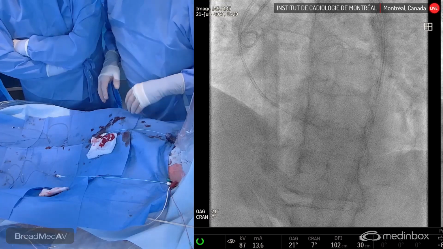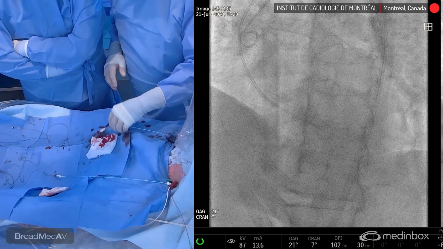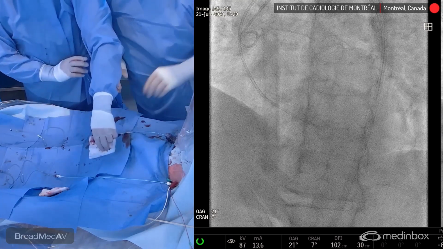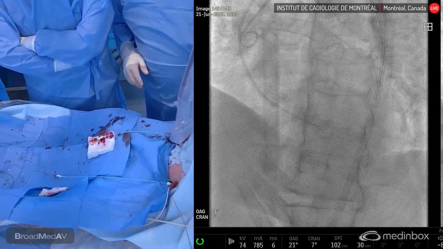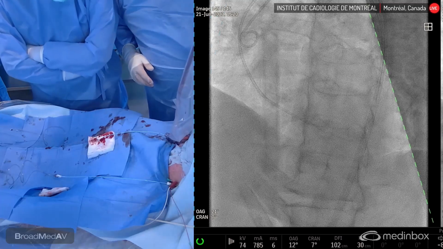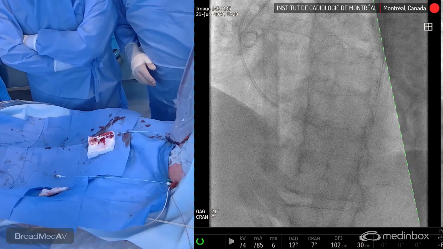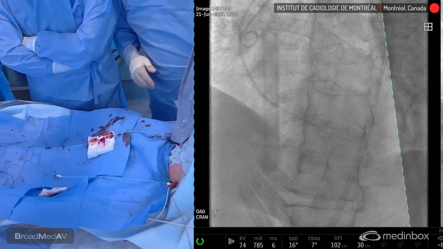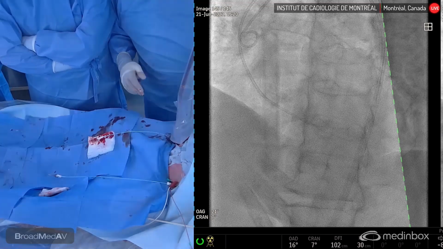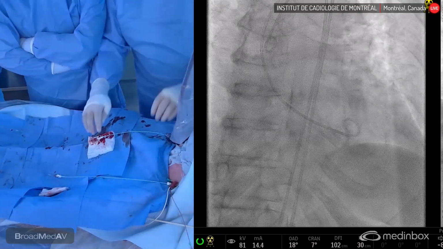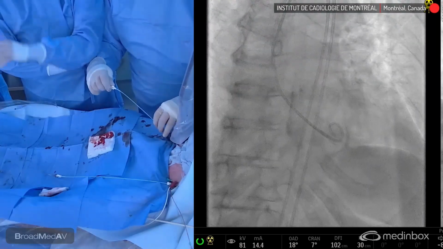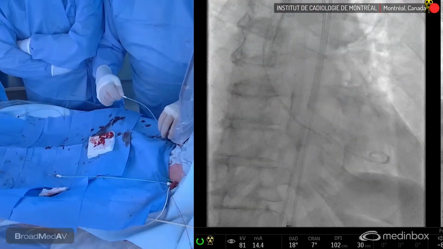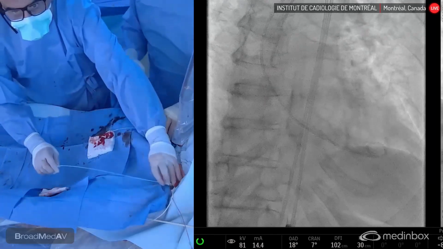Would you like to be on RAO to see where the apex is? Can do, so we can go to RAO just to make sure that our pigtail is well situated in the apex. So our end-diastolic pressure is 22. Okay, so 51 of gradient, mean gradient. So our pigtail looks relatively well positioned. If we could just advance the other pigtail, then we'll bring our Safari in.